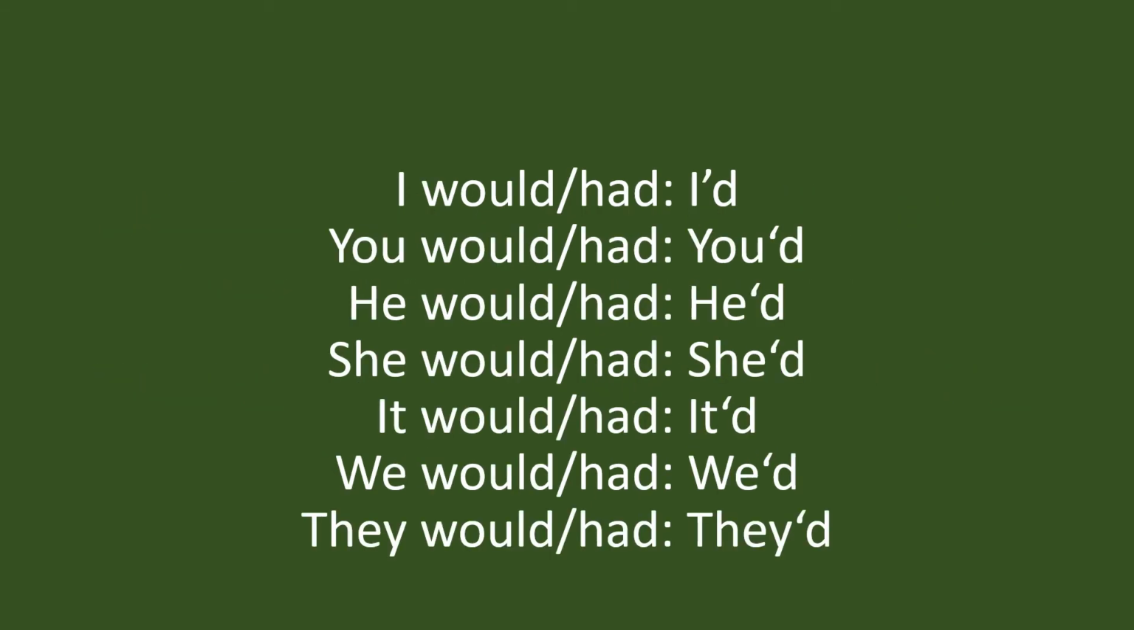I would or I had becomes I'd, you'd, he'd, she'd. And this one's interesting. You could either say it'd, but what's more common and what I'll explain later would simply be id. So it's almost like you skip the T entirely and just say id. Then we have we'd and they'd.